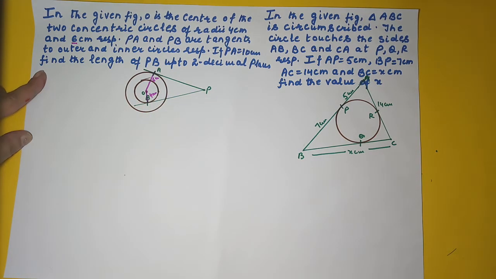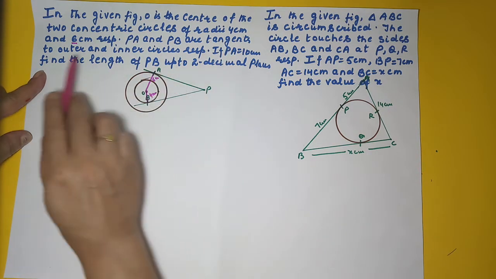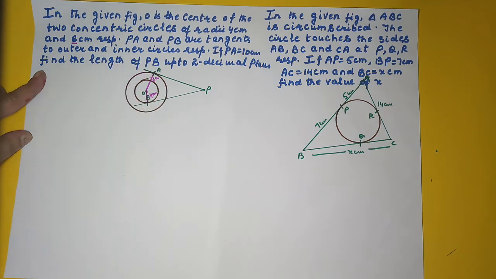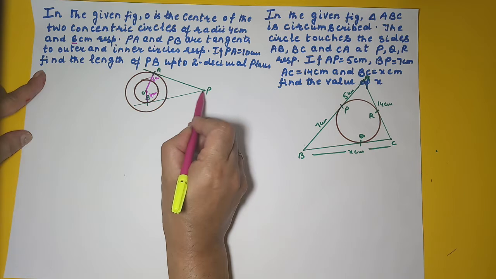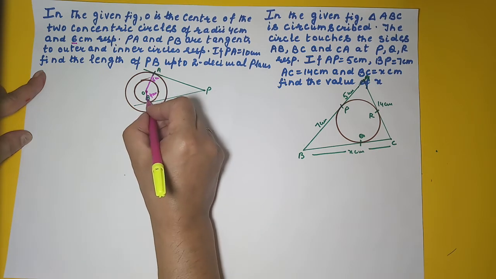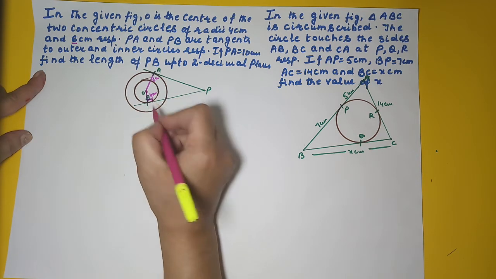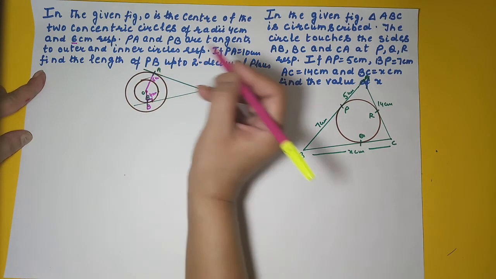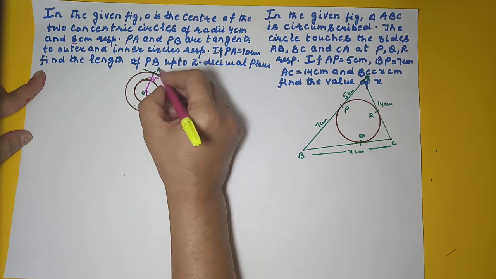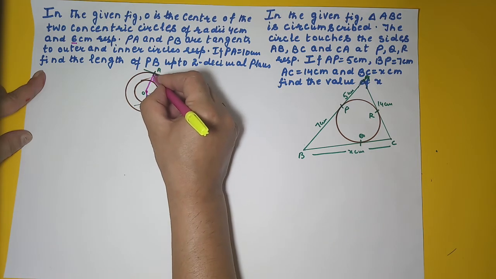Now, PA and PB are tangents to outer and inner circles. So PB is the tangent to the inner circle. So this angle becomes 90 degree. So this point is B. And PA is a tangent to the outer circle. So this also becomes 90 degree.